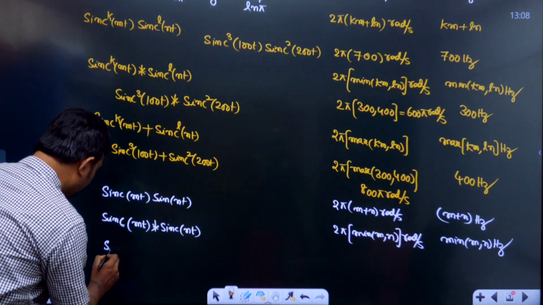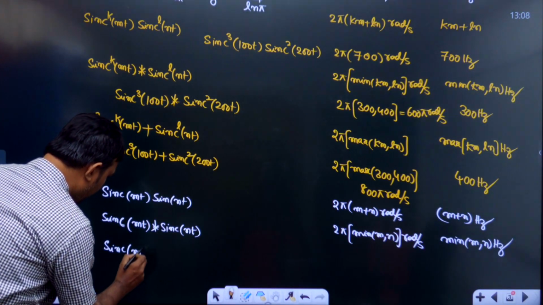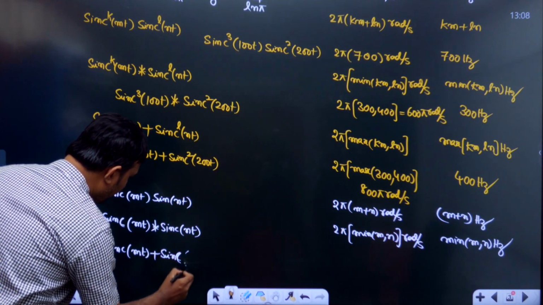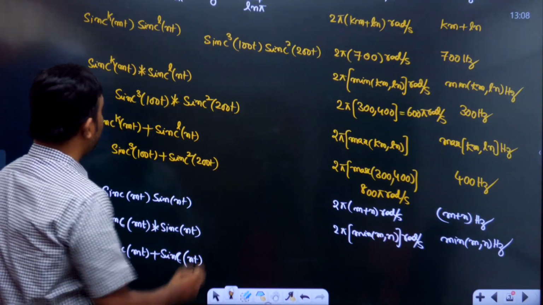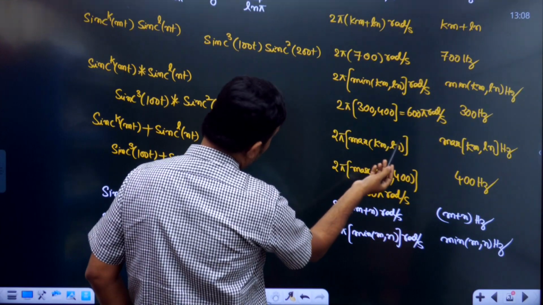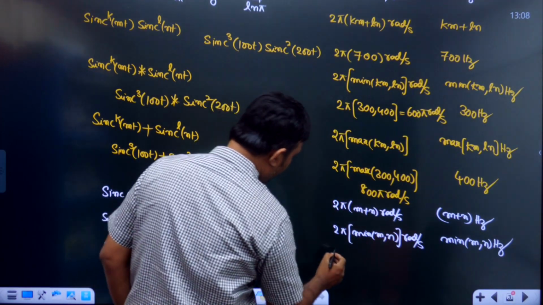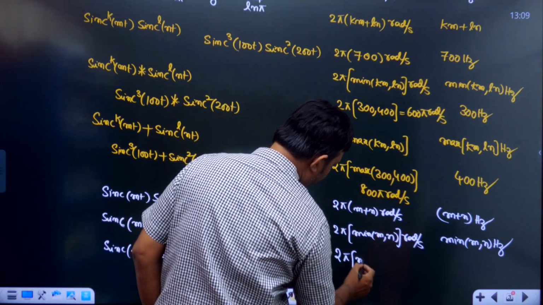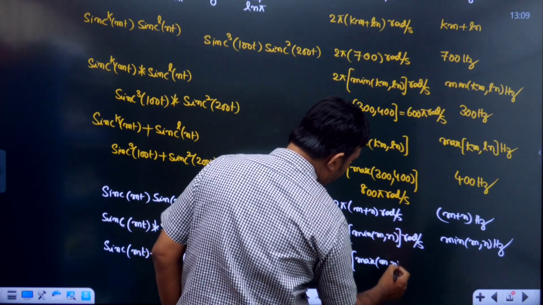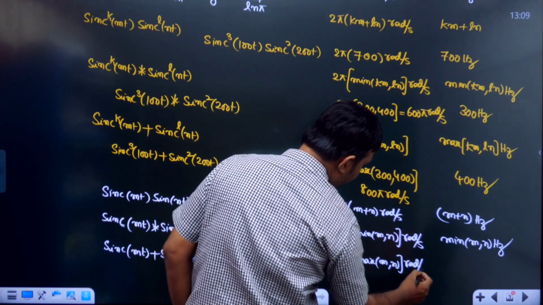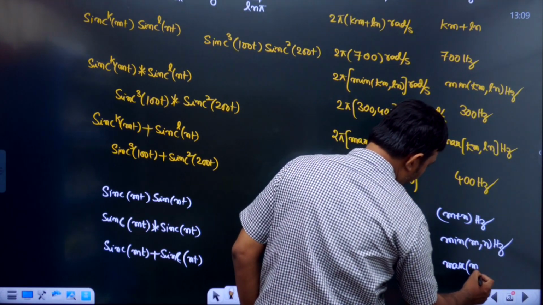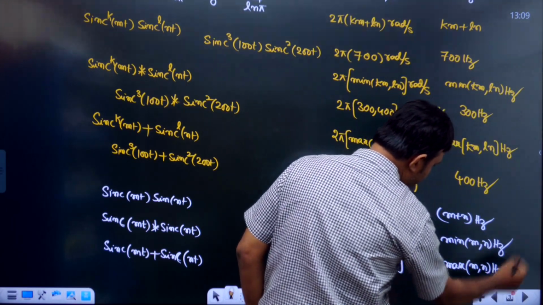Suppose I ask you for this one, sinc of mt plus sinc of nt. So we have 2 pi into the maximum of Km comma Ln, but K is 1, L is 1, no? So 2 pi times the maximum of m comma n radians per second, or this is the maximum of m comma n hertz.